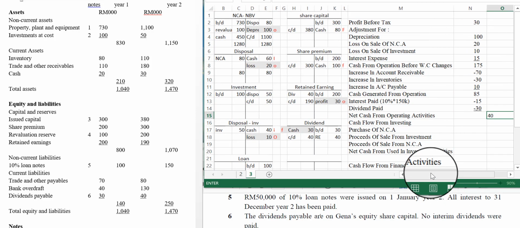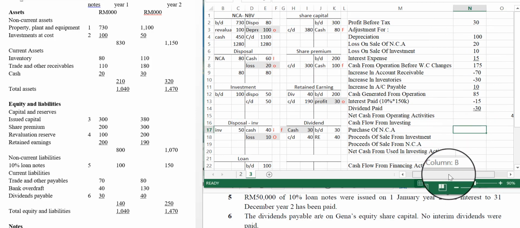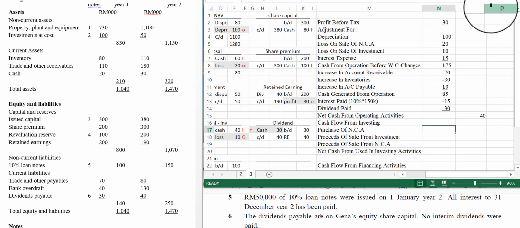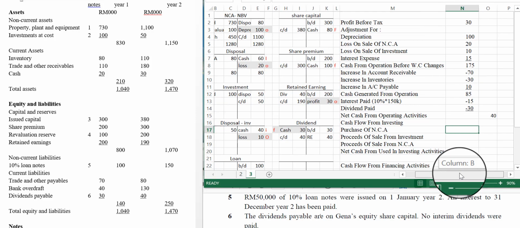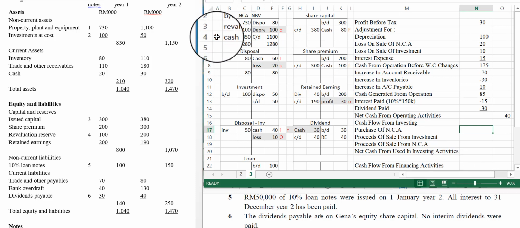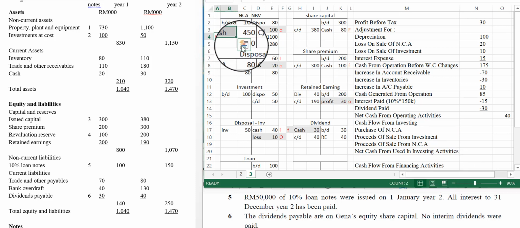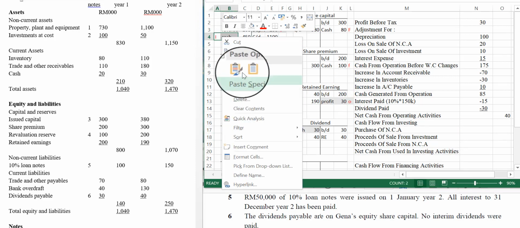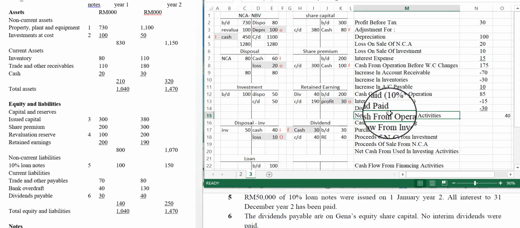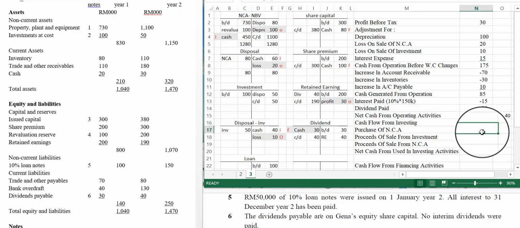Now next one, you will have the purchase of non-current assets. If you look at this, your purchase of non-current assets is from here, investing activities. Purchase means you pay, right? Since you purchase means you pay, your money goes out, so it's a minus sign.